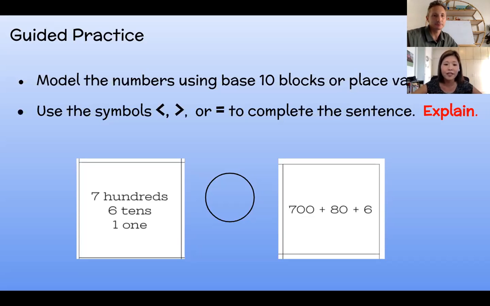So I have 2 cards. You're going to compare these numbers. On one side, you have 7 hundreds, 6 tens, and 1 one. So you got to figure out the number first, right? There's a unit form there. You're going to build that number, 7 hundreds, 6 tens, and 1 one. On the other side, you have the expanded form, 700 plus 80 plus 6.